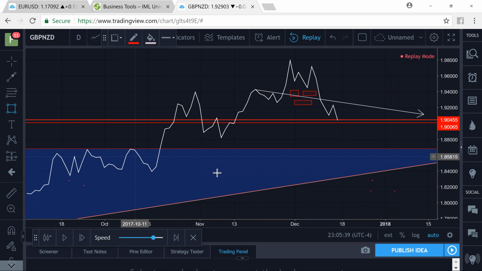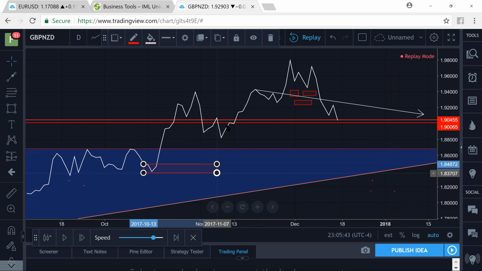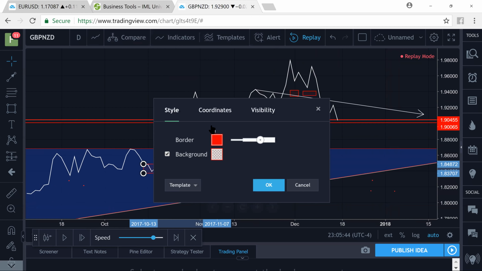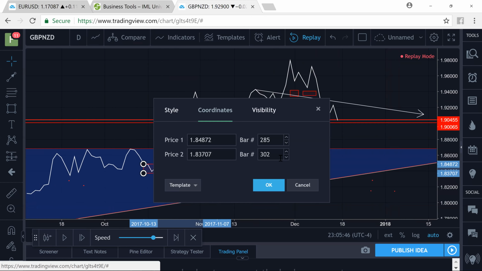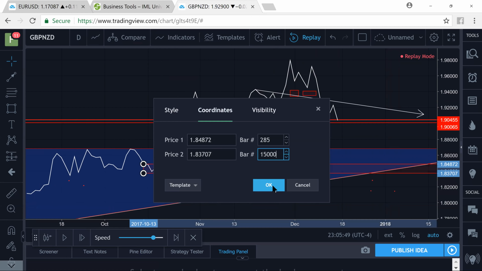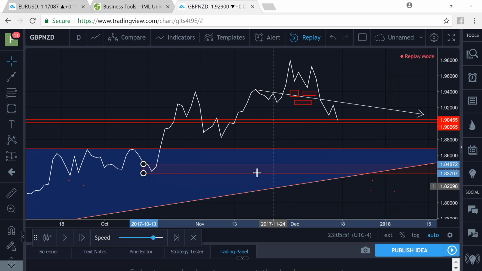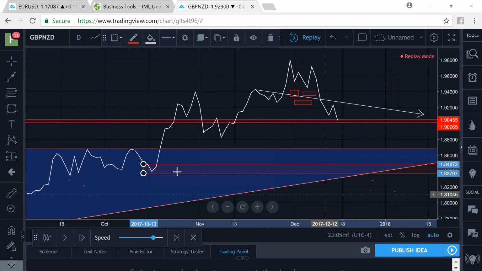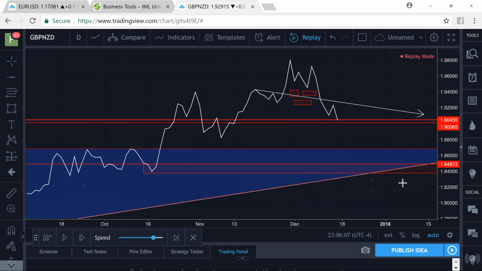Always know where you are in the market. Because if you don't know where you are in the market, you're going to end up losing money to the market. I don't want you to do that. Here's your demand zone. You buy when the market comes back down to this level. So this level is, see where we are. You buy when the market comes back down to 184,872.